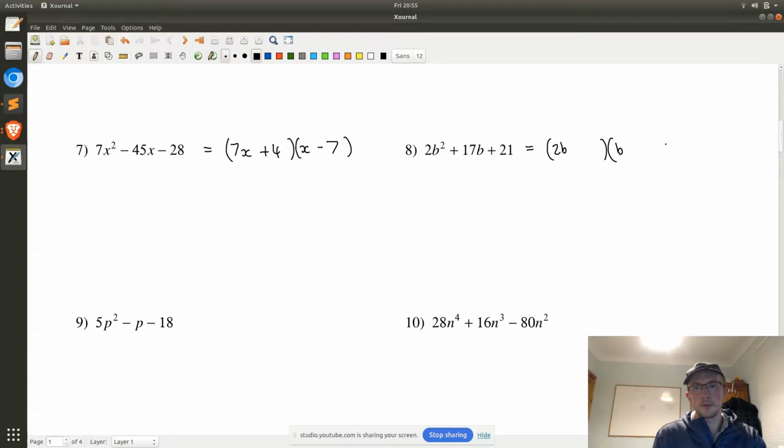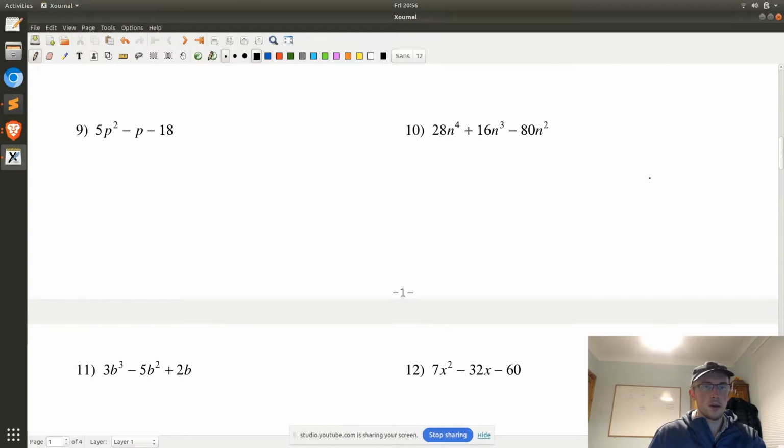2b in the first spot. 3 and 7. Here. 5p in the first spot. Take 2 and then add 9 there.